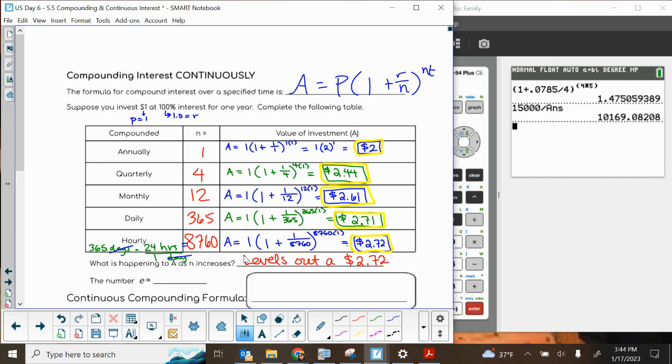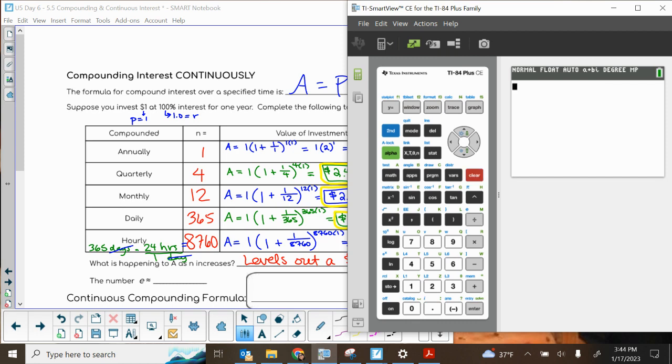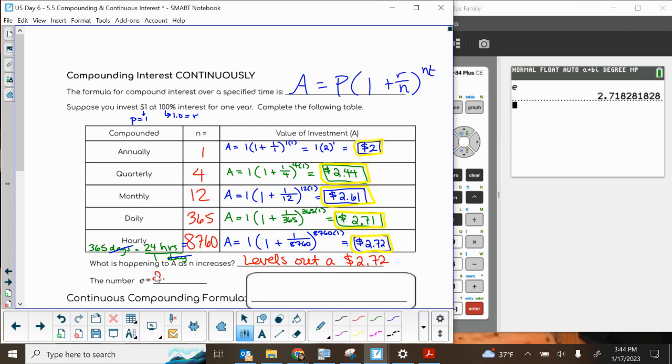So then it asks, what is the number e? Now I realize e is a letter, but the number e is kind of like the number pi, right? If you type in pi in your calculator, it gives you 3.14, etc. If you type in e in your calculator, which is right here, it gives you 2.718, etc., which rounds to 2.72. 1828128, etc., which is very close to our 2.72.